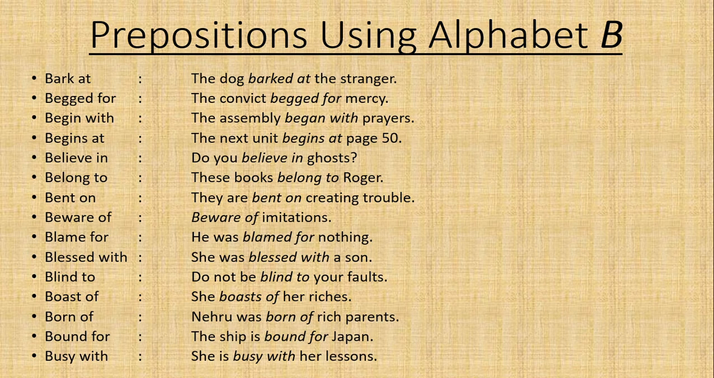Blind to. Do not be blind to your faults. The relationship between you and faults, that is your and faults, is blind to. Alright? Boast of. She boasts of her riches. So the relation between she and riches is boast of. Born of. Nehru was born of rich family. So the relation between Nehru and rich parents is born of.